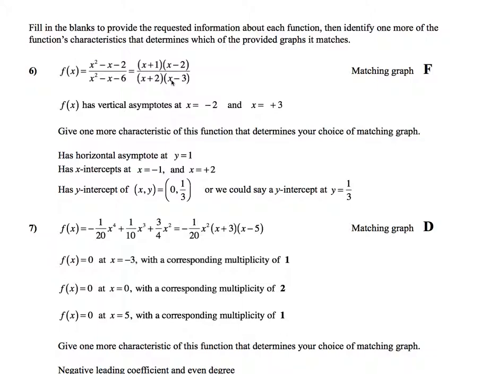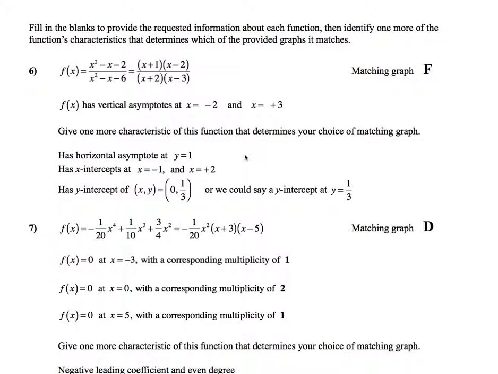Now we're asked for one more identifying characteristic of the function that helps us choose our matching graph. And we see that since the degree of the numerator and the degree of the denominator are the same, we'll have a horizontal asymptote. We will find that by dividing the leading coefficient of 1 in the numerator by the leading coefficient of 1 in the denominator. 1 divided by 1 is 1, so we have a horizontal asymptote at y equals 1. Now that's enough because we're only asked for one more characteristic.